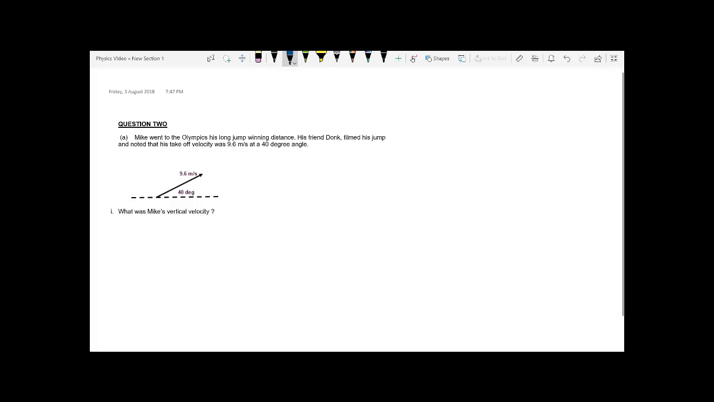Okay, now there are some important things to keep in mind with projectile motion. First of all, you have this initial velocity, and that's usually going to have an angle in it, as in this case you have 40 degrees. And they usually want you to break it down into a vertical velocity and a horizontal velocity.